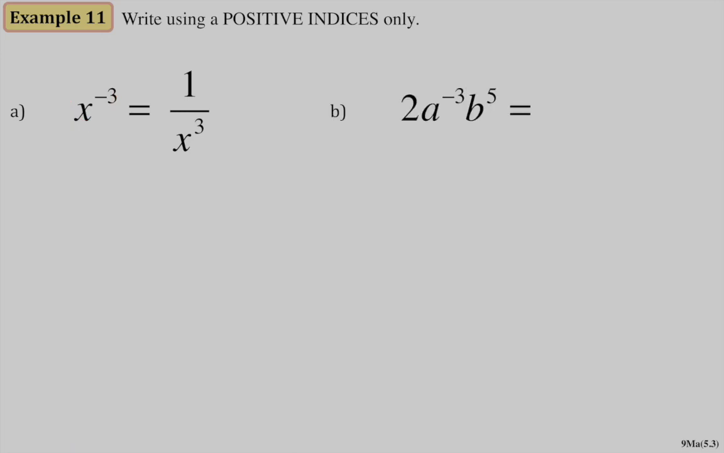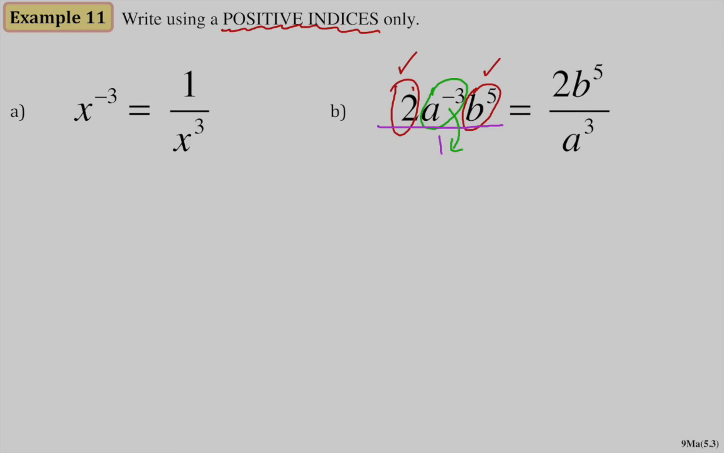Now, this is where things get tricky. It says write using positive indices. This part is okay, because that's 2 to the power of 1 and the other one's b to the power of 5, and they have positive powers. The part that's not okay is this part. So if you think of all of that as being over 1, the only part we need to move is the bit that I circled in green, and that's the a to the power of minus 3. And if that gets moved down to the bottom, the 2b to the power of 5 stays on the top of the fraction, and on the bottom we now have a to the power of plus 3.